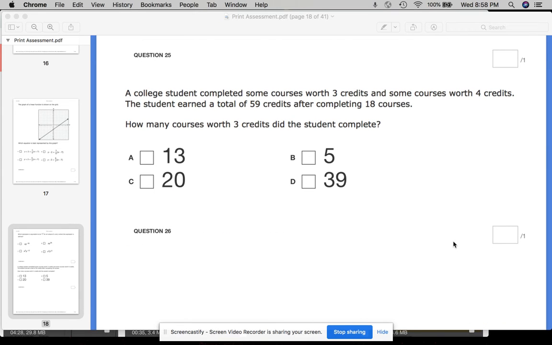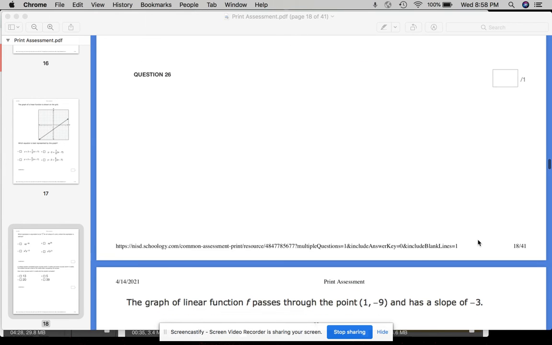25. A college student completed some courses worth 3 credits and some courses worth 4 credits. The student earned a total of 59 credits after completing 18 courses. How many courses worth 3 credits did the student complete? A. 13. B. 5. C. 20. D. 39.